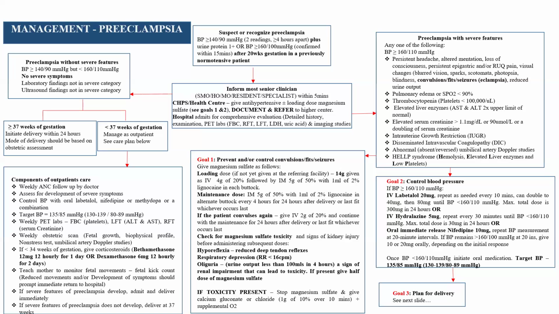But when these things stand, it goes a long way to help the patient with conservative management. So if there are severe features of preeclampsia, when they develop, it's required that you admit and then deliver immediately. But if the severe features of preeclampsia do not develop, then deliver at 37 weeks. That's for the preeclampsia without severe features.